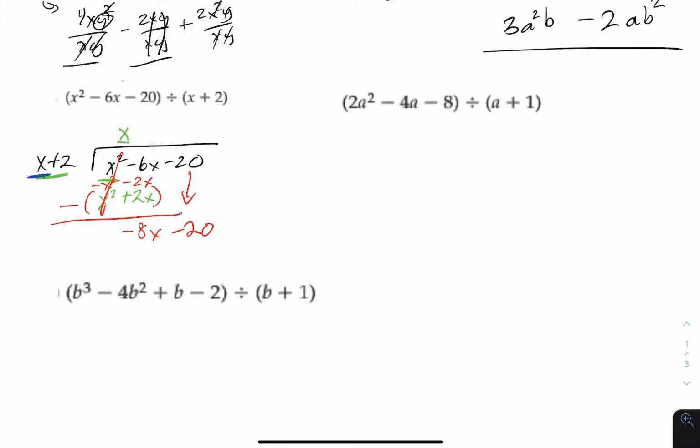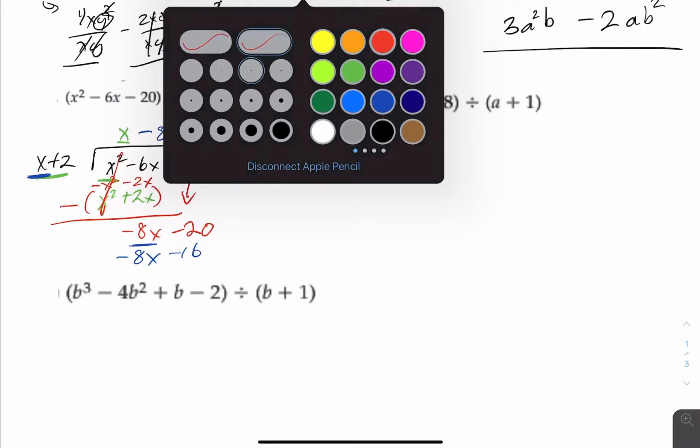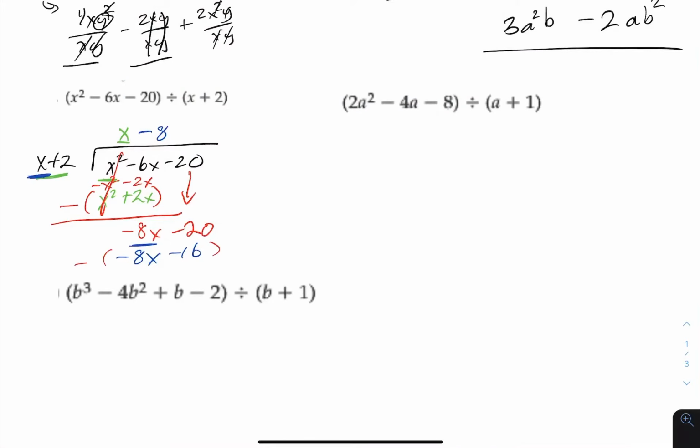You go, well, what do I multiply x by to get negative 8x? Well, negative 8. Multiply, negative 8x. Multiply, negative 16. Subtract. It becomes a positive 8x, and that becomes a positive 16. These cancel out. I get negative 4. That's my remainder. Now, if you don't want to write it like that, the more proper way is x minus 8 minus 4 over what you divided by, x plus 2.